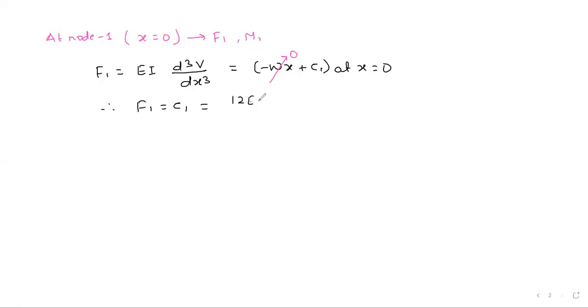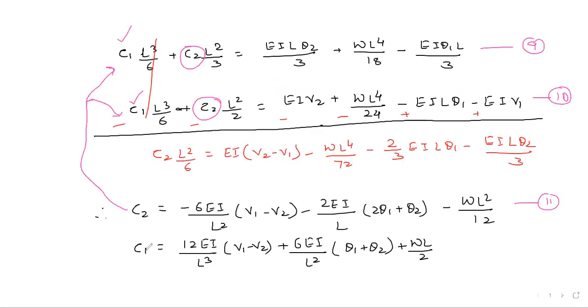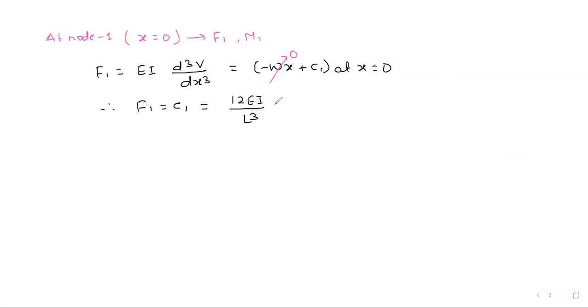C1 is 12 EI upon L cube. Already we have this C1 value, right? So the same value will be for F1 also: 12 EI upon L cube into (V1 minus V2) plus 6 EI upon L square into (theta 1 plus theta 2) plus WL by 2. Now similarly, we are going to find the M1 value.